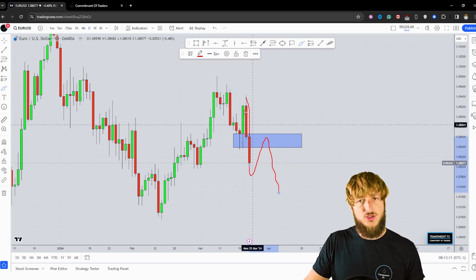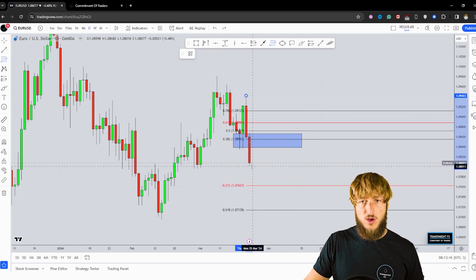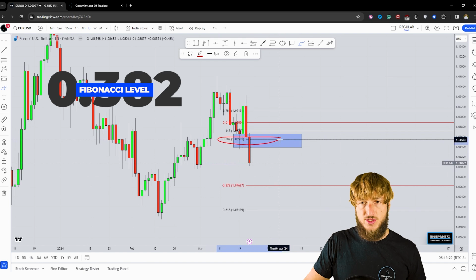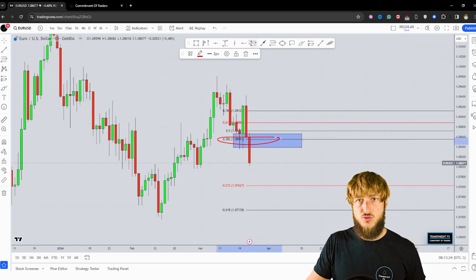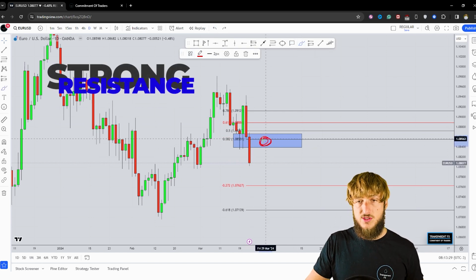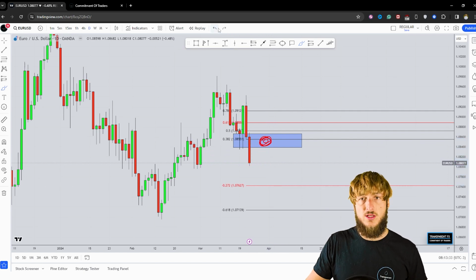So if we want to measure this correction, what we have to do is take our Fibonacci from the high to the low of the impulse leg. And what we can notice is that we have the 0.32 Fibonacci retracement lining up exactly inside of the level of previous daily support and resistance, creating a confluence of resistance inside of this zone, which we could in fact expect the market to want to test and then to reject to the downside.